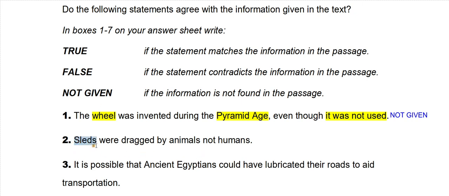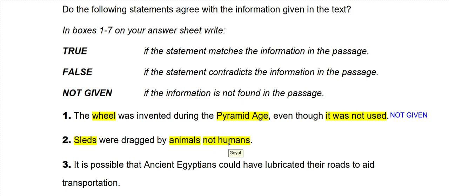Next question: sleds were dragged by animals, not humans. Sleds are basically things made of wooden material, and the question is saying they were dragged, meaning pulled, by animals, not humans. So this is important. They were pulled by animals.